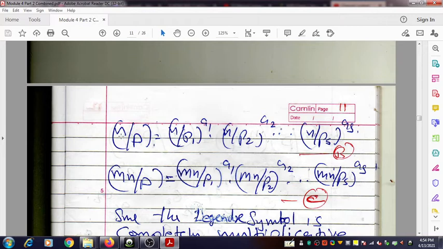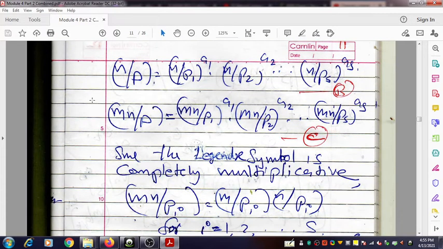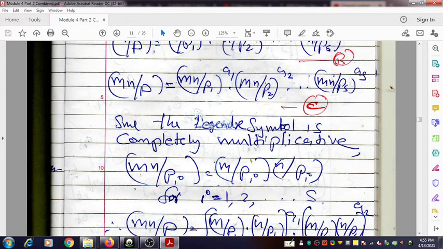Okay, then next, as the third statement, let's consider (mn/P) equal to (mn/p1) raised to a1 into (mn/p2) raised to a2 into etc. to (mn/ps) raised to as. Now we can apply an important theorem here. These quantities inside the bracket are Legendre symbols. Each number is the Legendre symbol of mn with respect to p1, and the second one is the Legendre symbol of mn with respect to p2. And also we know that the Legendre symbol is completely multiplicative.